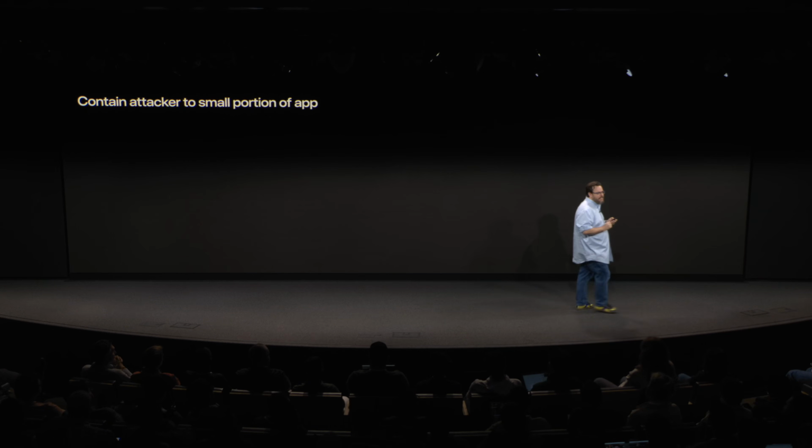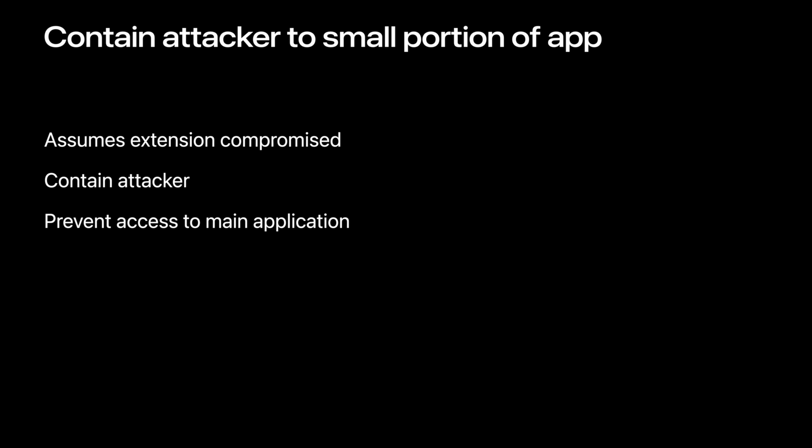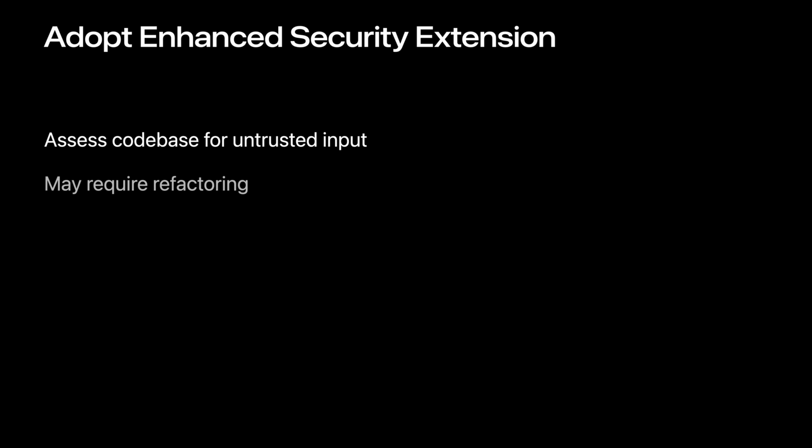Now, containment assumes that the attacker is able to take advantage of memory corruption to compromise the extension. The goal is to contain that attacker to the process so they will not get access to data in the main application. To adopt, assess which parts of your app process untrusted data, refactor your codebase to separate those parts into a different process, and validate the response from the extension. Don't trust it.